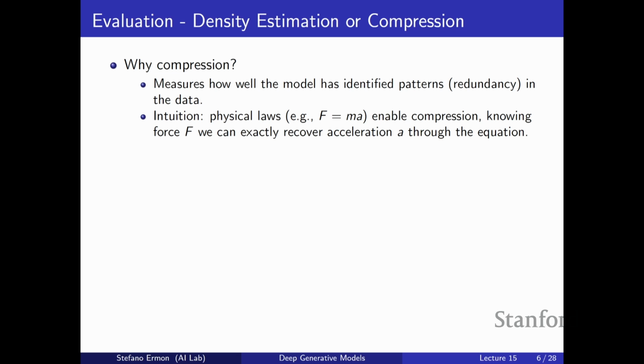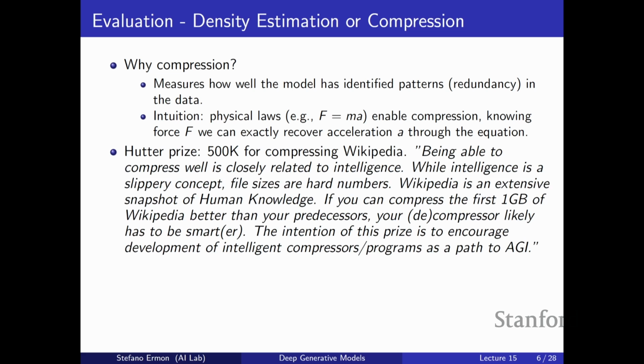And so by training a model to compress, you might be able to discover some interesting structure in the data, including maybe knowledge about physical laws and things like that. And there's actually something called the Hutter Prize. It's actually like there's a $500,000 prize for developing a good compression scheme for Wikipedia.